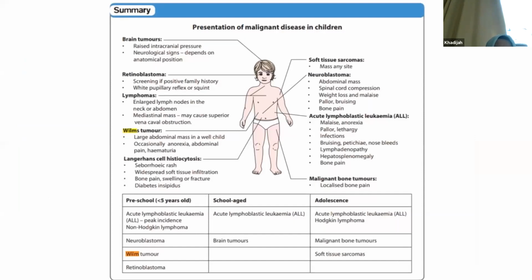Okay, this is basically a summary. From the malignant diseases in children, we can see Wilms tumor is a malignant disease that occurs in preschool age, which is less than 5 years old.